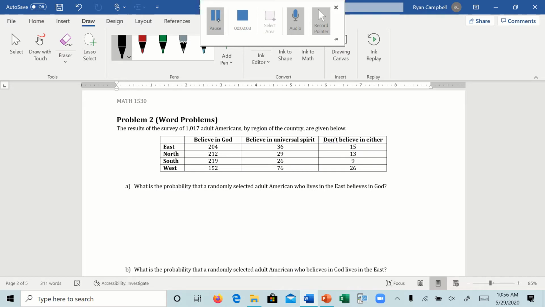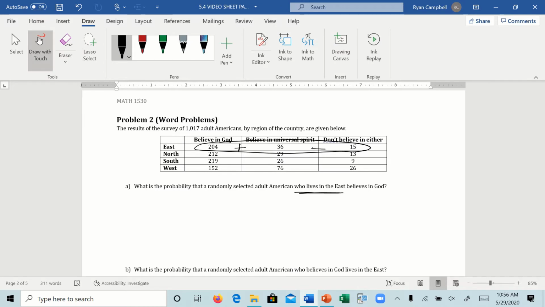Are we selecting from all Americans? No, we're only selecting from the Americans who live in the east. So we're not selecting from every single American, it's just the ones who live in the east. These are the only ones we're looking at. If we add these together, our total, our bottom number, should be 255.